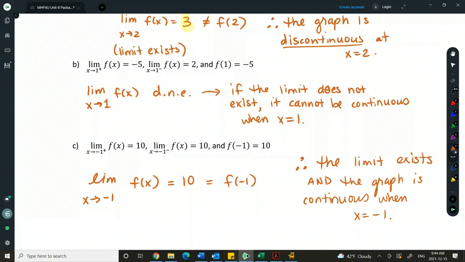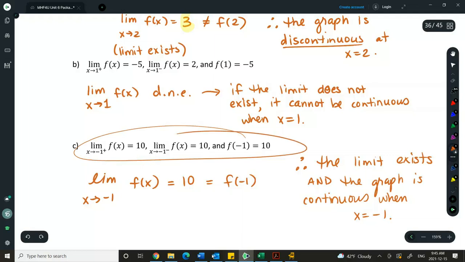Yes. So that doesn't necessarily mean it's continuous everywhere. That's a good observation. Well, with this limited information, we wouldn't be able to. We would have to have an equation or something like that where we could graph and see.